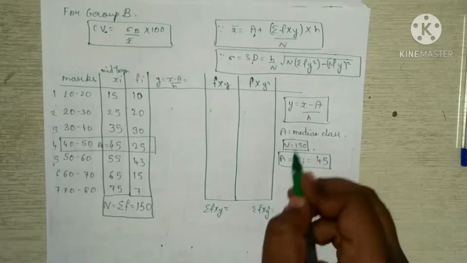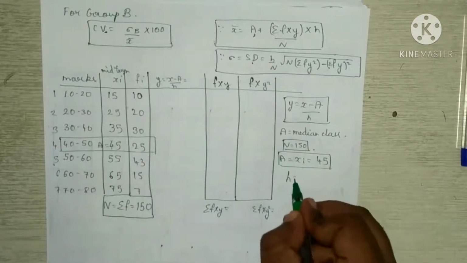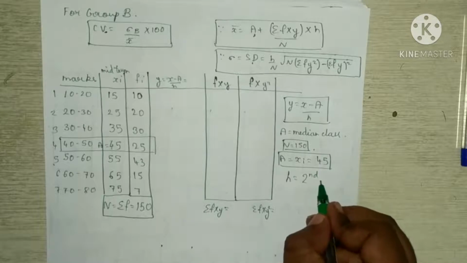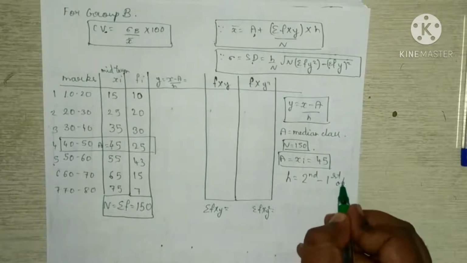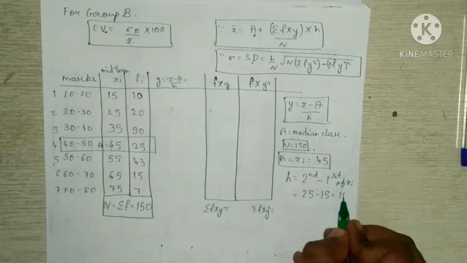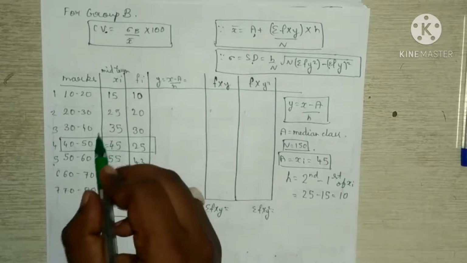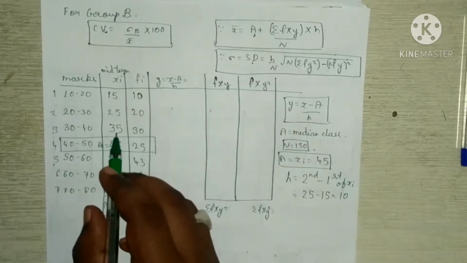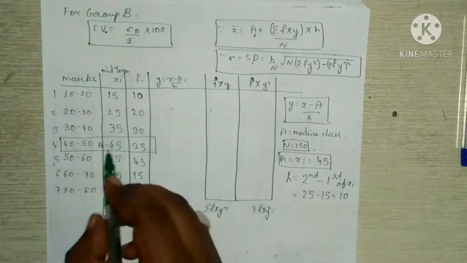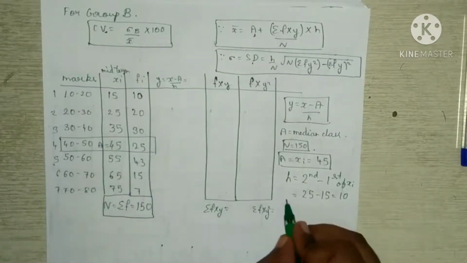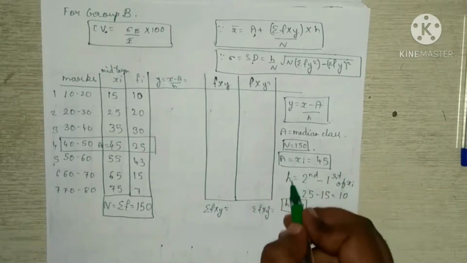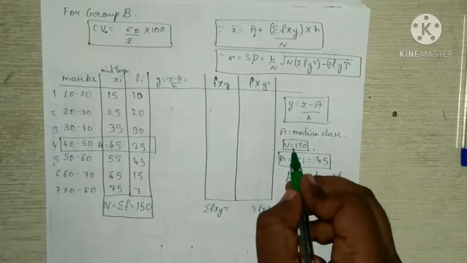Okay, next you need to find h. H is nothing but the second term of x minus the first term of x. Second term is 25 minus 15, which is 10. Or the common difference between any two terms in the x column. 35 minus 25 is 10. 45 minus 35 is 10. So h is equal to 10. You got h, you got a, you got n.